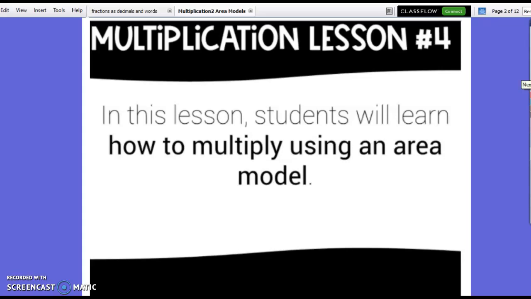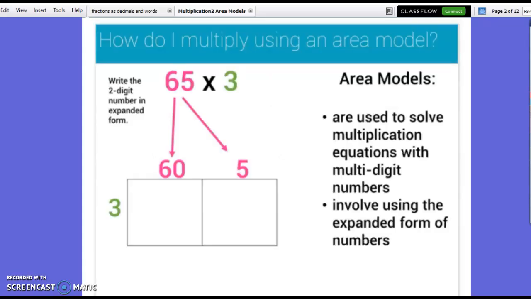Your objective today is you will learn how to multiply using an area model. Yesterday we started our practice with the area models, and today we are going to continue practicing your area models just so that you all know exactly what you're supposed to be doing for those area models.